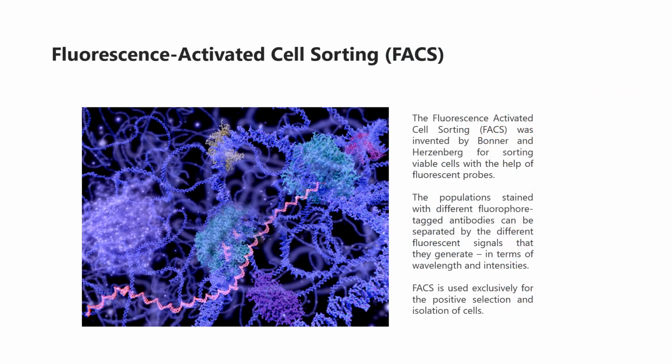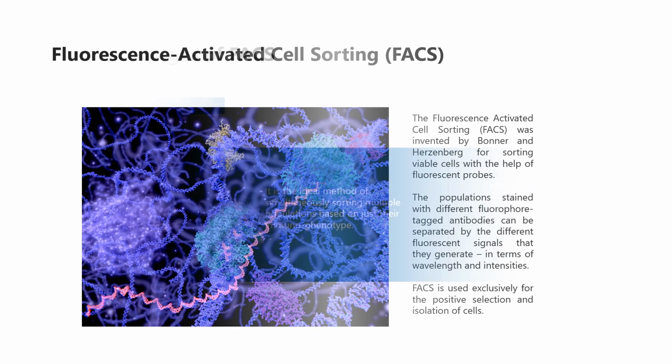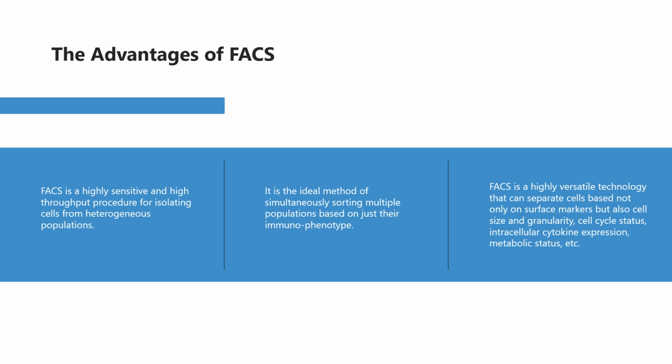The fluorescence-activated cell sorter, FACS, was invented by Bonner and Herzenberg for sorting viable cells with the help of fluorescent probes. The population stained with different fluorophore-tagged antibodies can be separated by the different fluorescent signals that they generate, in terms of wavelength and intensities. FACS is used exclusively for the positive selection and isolation of cells. Flow cytometry-based sorting of cells is now a standard procedure in many research and clinical laboratories.